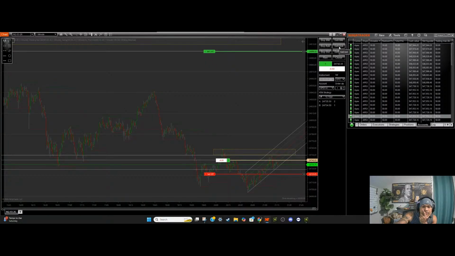What is NQ gonna do here? I'm looking for 750 and above. I think I want to add once we get above 740. Once we can get above 740, close above that. Can you do it, NQ? Can you do it? Come on.